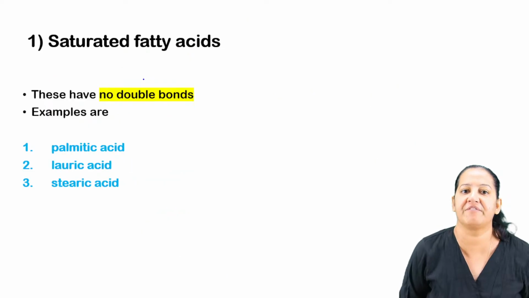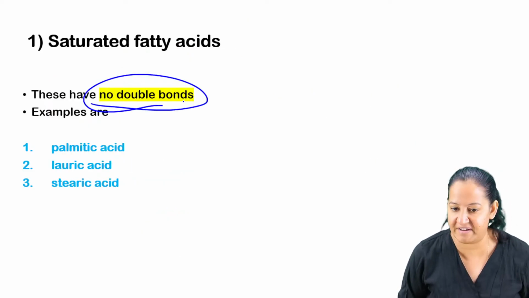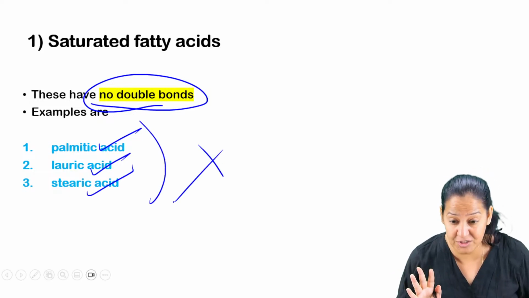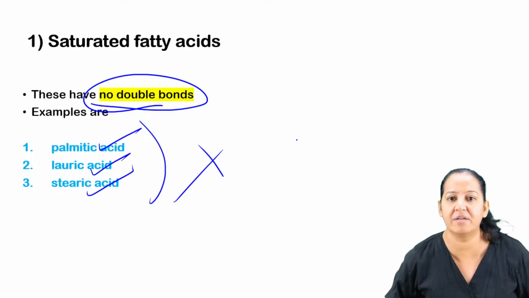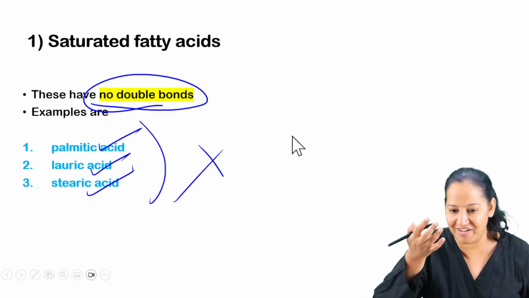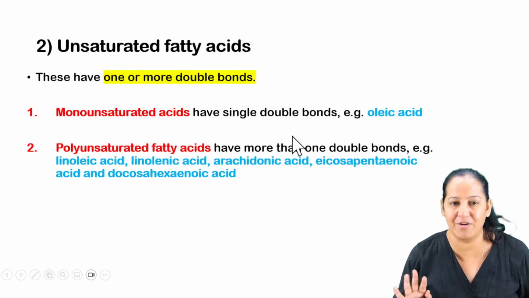Let's talk about the saturated fatty acid. Saturated fatty acids don't have any double bond. They are saturated. Examples: palmitic acid, lauric acid, stearic acid. They are not good for health. Don't eat them, please. They are very cheap, and all the samosa and kachori available in the market are there in the saturated fatty acid. Don't eat them, they are not good for health.